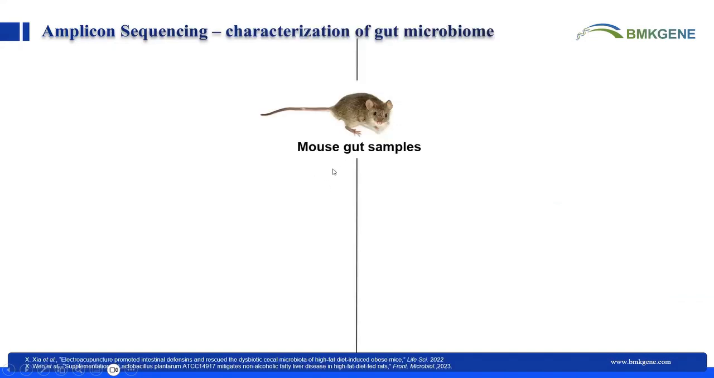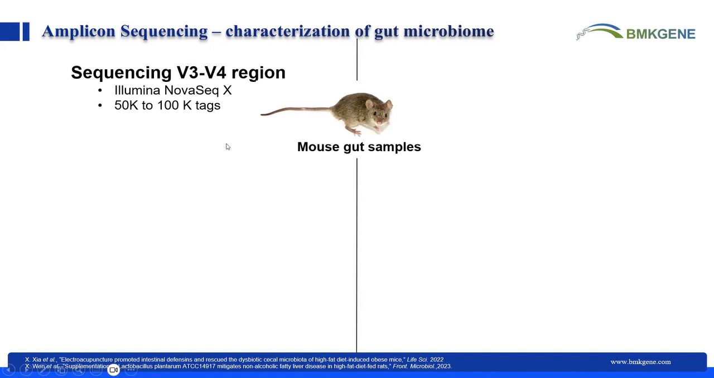To have a closer look at how amplicon sequencing projects occur, I brought here two case studies that were published and that use the BMKGENE sequencing services. In both studies, the idea was to characterize the gut microbiome, so the samples were of mouse gut. In one of the studies, the strategy was to sequence the V3, V4 region of the 16S gene. This was done with Illumina NovaSeq, and for these services, we recommend obtaining 50 to 100K tags per sample, with tags being a number of paired reads that pass the quality filter.